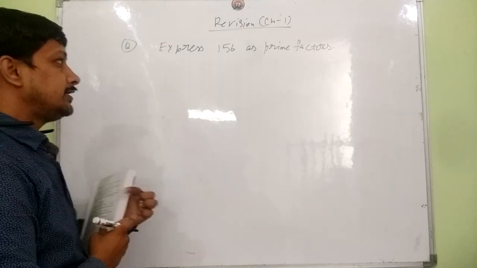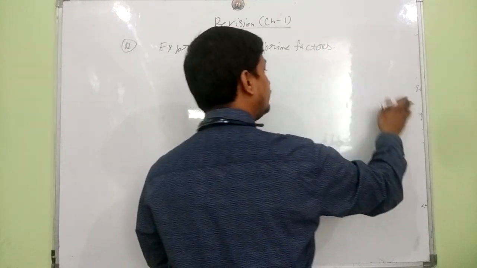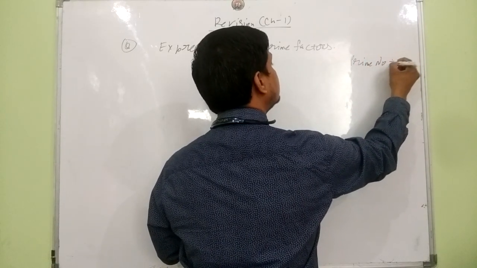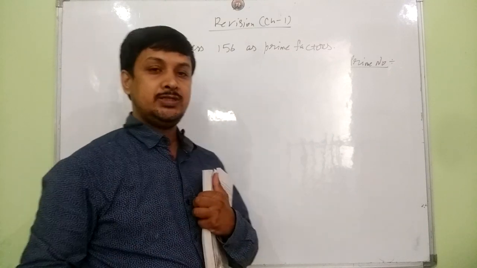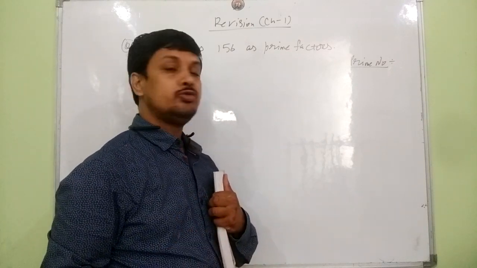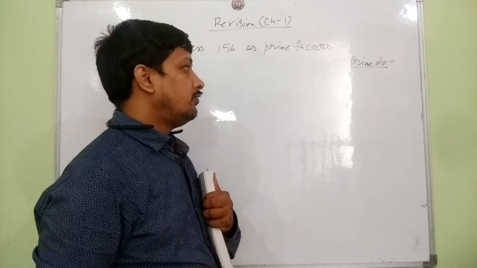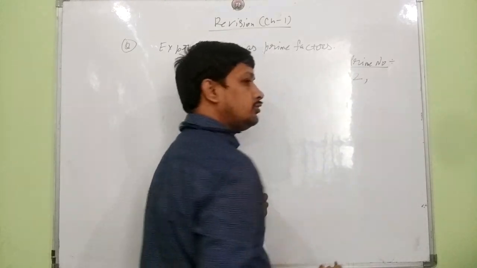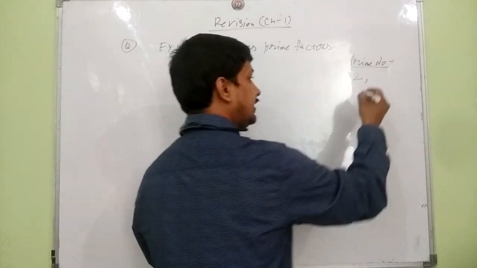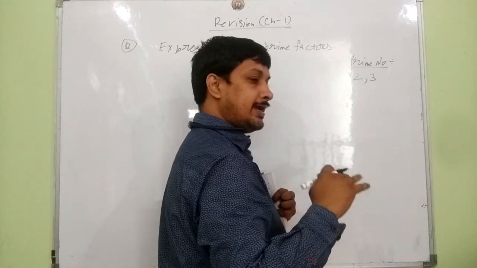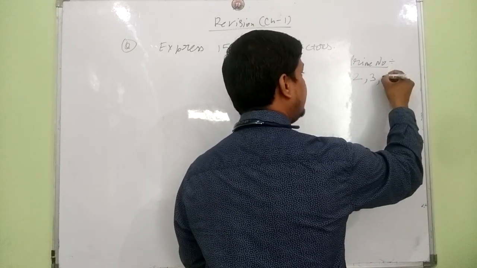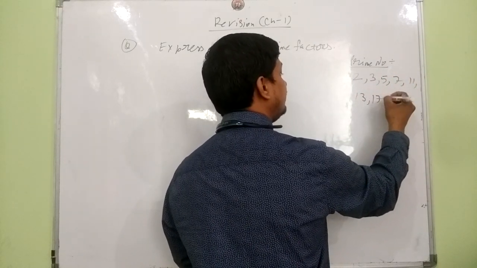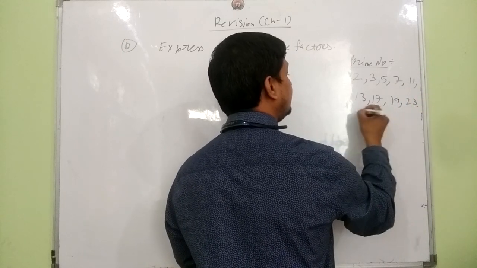So first of all, dear students, you have to know what a prime number is. Prime numbers are those numbers which have only two factors: one is 1 and the other is the number itself. For example, 2 has only two factors, 2 and 1. 3 has only two factors, 3 and 1. So 2, 3, then 5, 7, 11, 13, 17, 19, 23, like this.